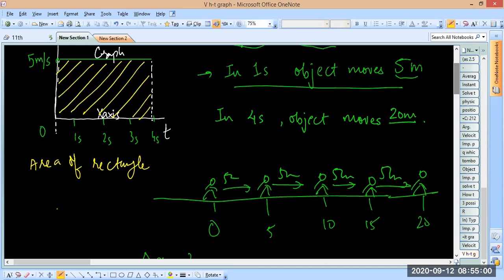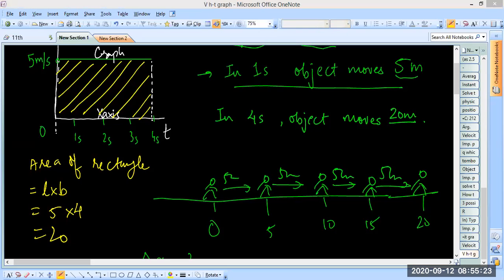Okay, so the area of the rectangle is obviously L into B, which is equal to 5 into 4, isn't it? That's going to be 20, correct? 20, right? Correct. When the question was, what's the area of rectangle? I just asked, what is the area of this rectangle? Okay, so now it's 20.